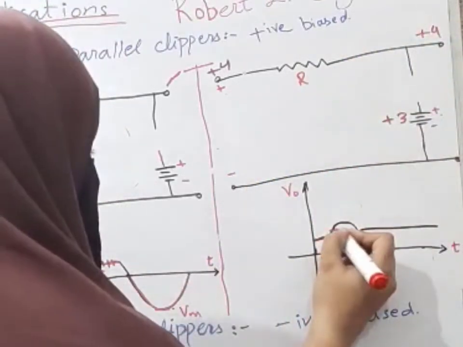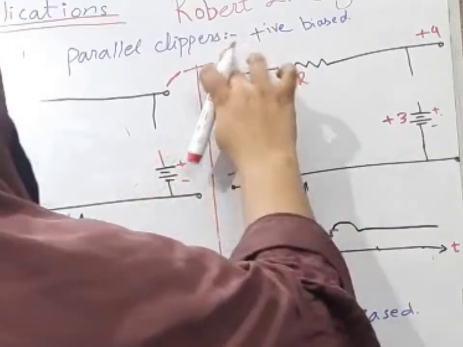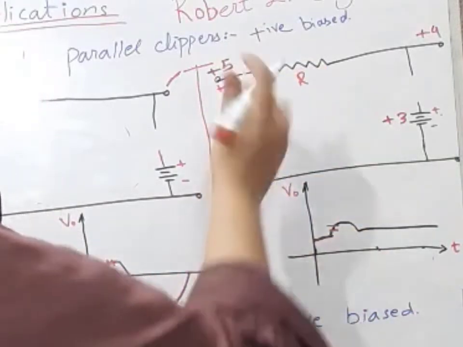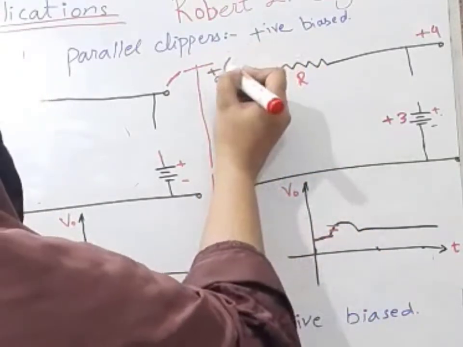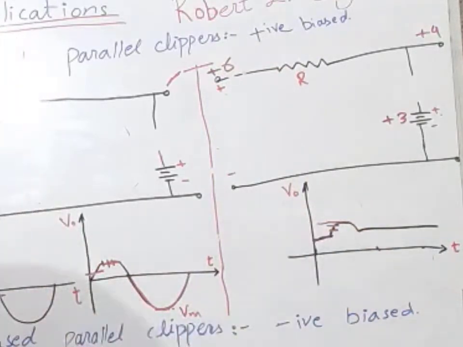So we get plus 4 potential at this point. For plus 5 potential, again we will get plus 5 potential. For plus 6 potential, again we will get plus 6 potential at the output waveform.